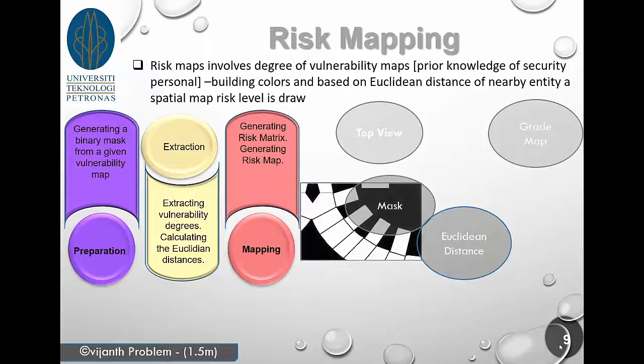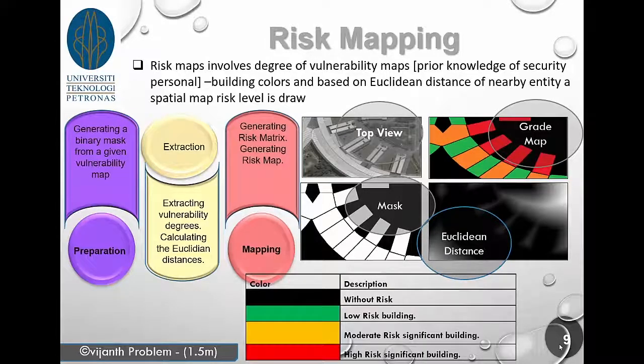Okay, what is risk mapping here? The whole idea is that you have a top view, then you apply a mask and grade it based on the security need. This is just a toy problem here. This is a highly risky area. In oil and gas, we call it highly flammable. In civilian use, we say high risk, moderate risk, and maybe no risk.